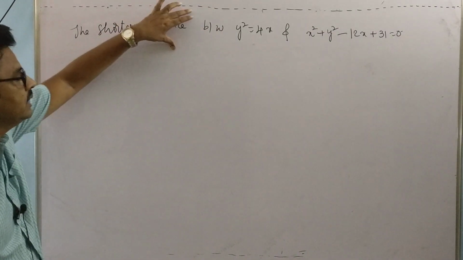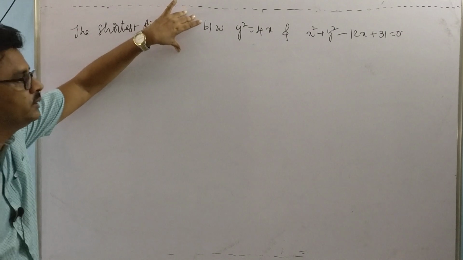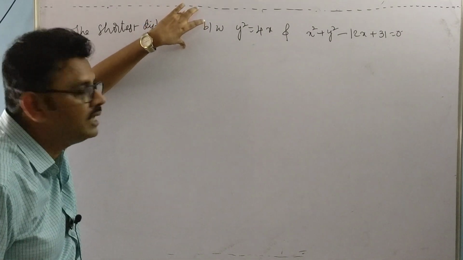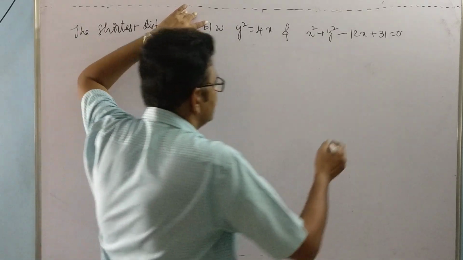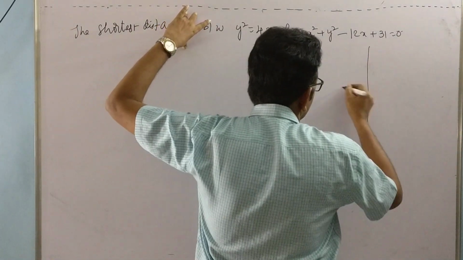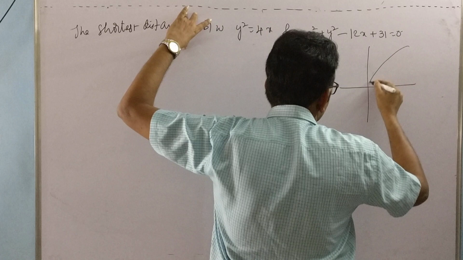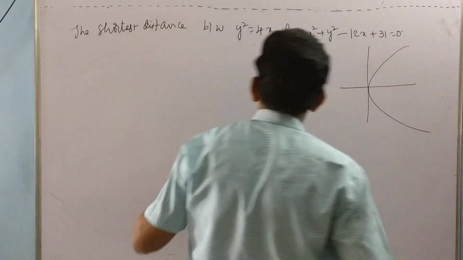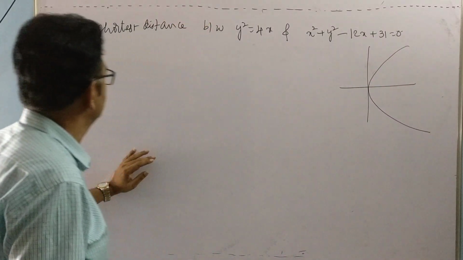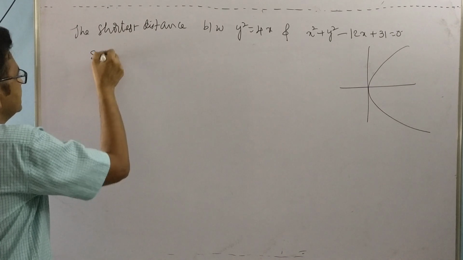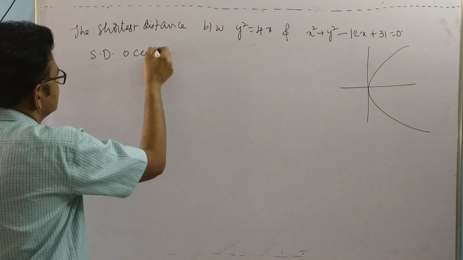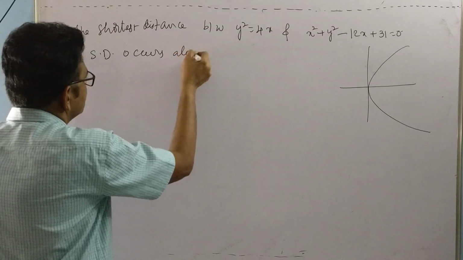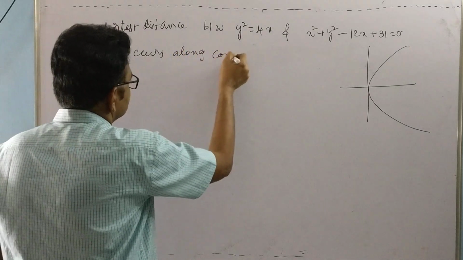See here, shortest distance between any two curves occurs along the common normal. Common normal. See here, y square is equal to 4x. This is a parabola. Shortest distance occurs along the common normal.